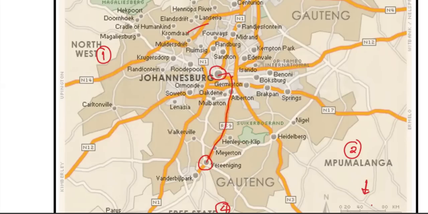Then when you're describing, you say use N1. This is N1. Use N1. Then branch off. You pass Jamestown, pass through Alberton, Maidstone. The destination will be there.